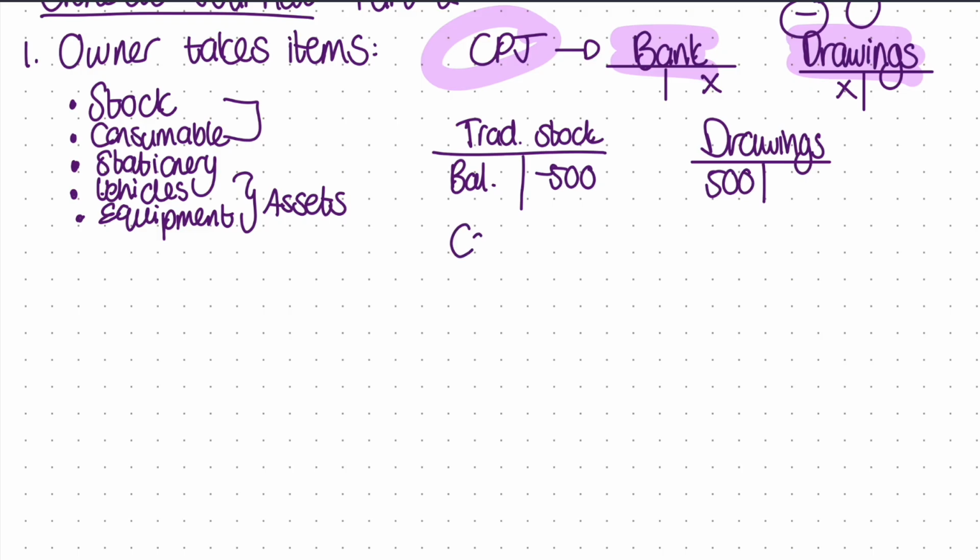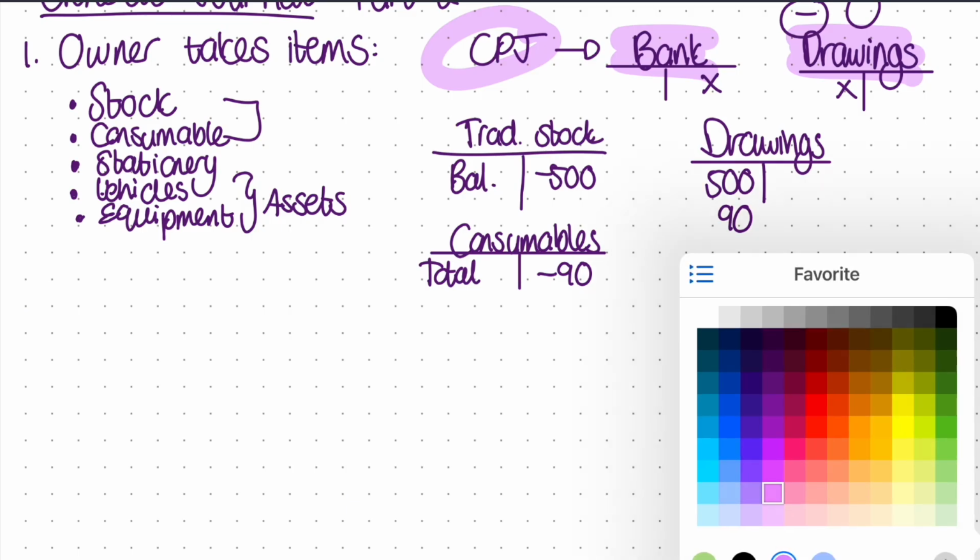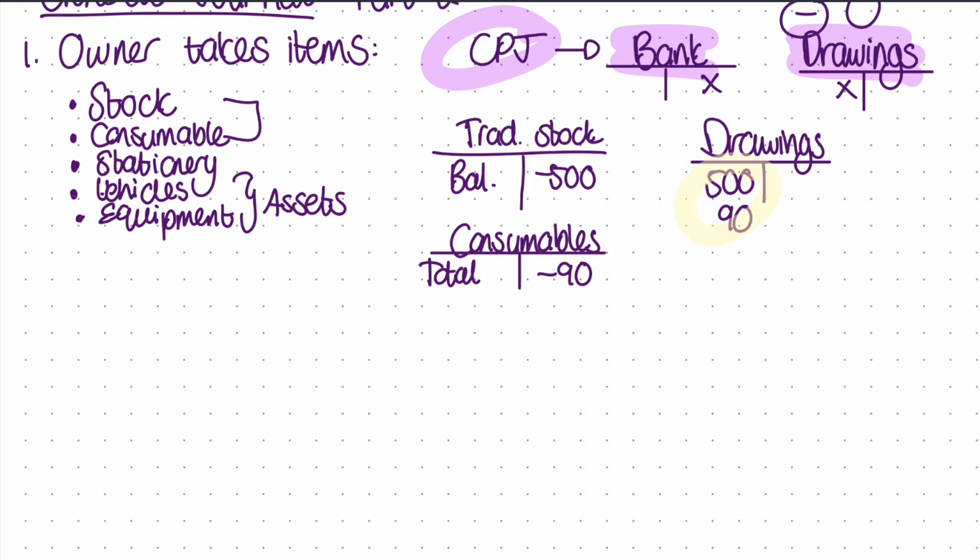Then the other account that was also impacted by the owner is he took some consumables for himself. Consumables is an expense though, so it would have a total on the debit side, and now he's removing 90 rand from consumables. And then drawings again has your debit. So note here that you can actually total these two together as one amount.